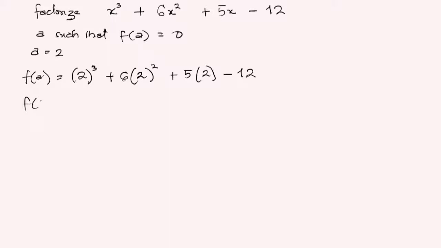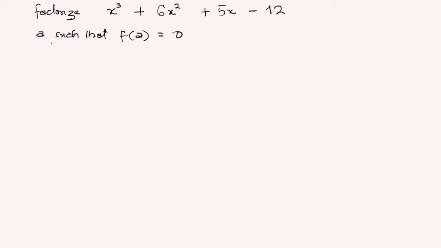So f of a is equal to 2 cubed, which is 8, plus 2 squared, which is 4. 4 times 6 is equal to 24. 5 times 2 is 10, minus 12. Now this is equal to 8 plus 24 is 32. 32 plus 10 is 42. 42 minus 12 is equal to 30. So f of a is not equal to 0. So in this case, a is not equal to 2. That's not what we're looking for. So we have to try another number.